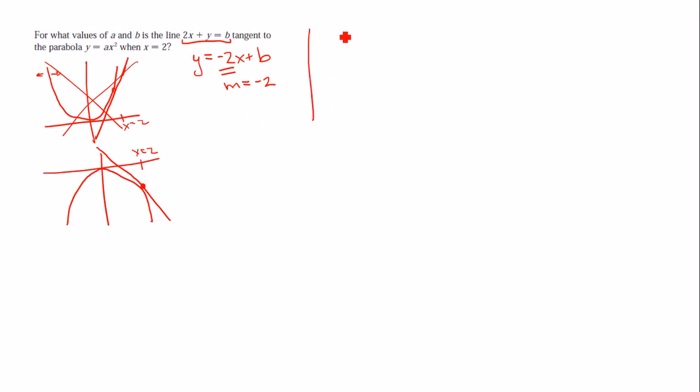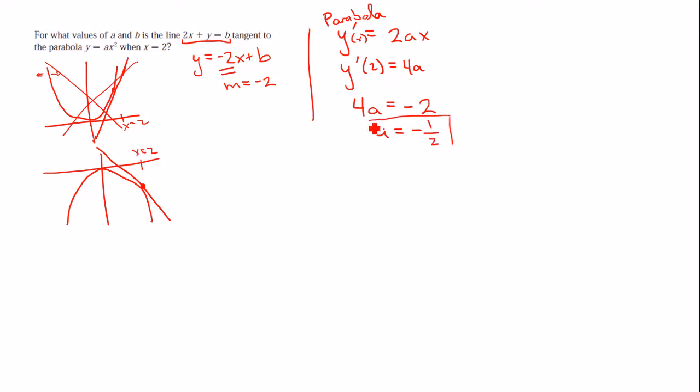So y prime of the parabola, let me write this down, this is the parabola equation. The y prime is 2a times x, it's a function of x, using just the power rule. And I care about what happens at x equals 2, so I'm going to plug in 2. I get 4a. And I know that slope has to match up with the tangent line slope, so that needs to be negative 2. Okay, so good. We already got a equals negative 1/2. And that does confirm what we thought before, which is that a should be a negative number, because it should be downward pointing.